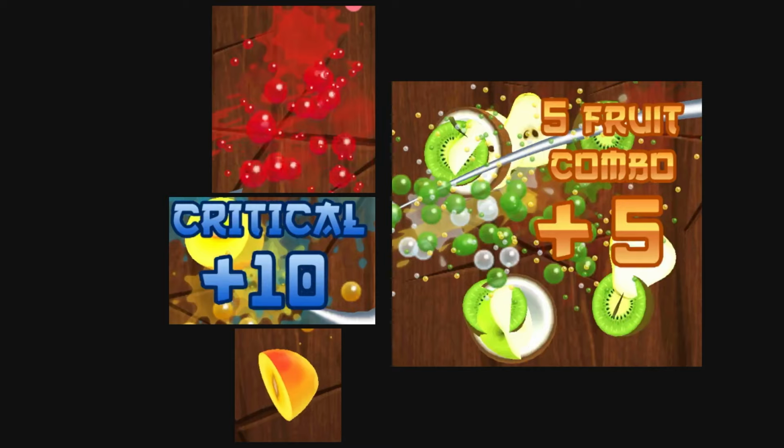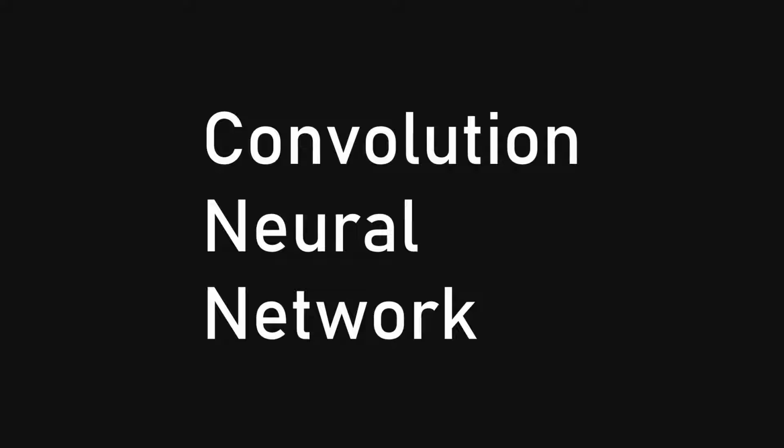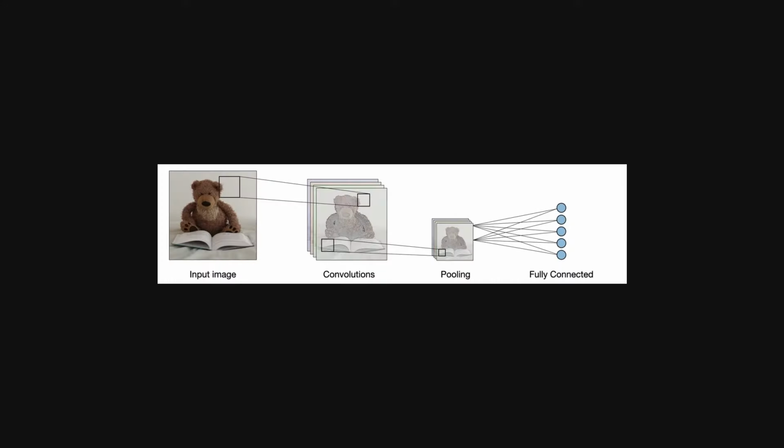That's why I'm going to be using a convolution neural network, or CNN, to detect the fruits and bombs on the screen. Don't worry, you don't need to know what this means. I'll explain everything you need to know. I am going to be only scratching the surface of how CNNs work, but if you want more in-depth details, I've included a link in the description that I believe is a good source.